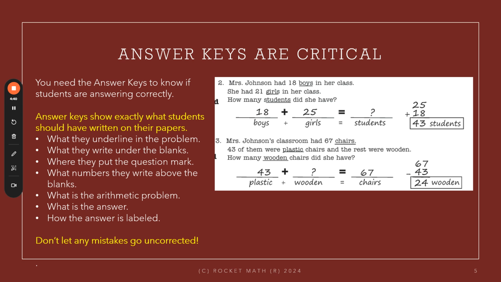This includes underlining key information in the problem, writing labels under the blanks, putting the question mark above the right blank, putting the right numbers above the right blanks, choosing the arithmetic problem as well as finding the answer and labeling it. While students are working before the test, you want to make sure they work without errors. If you see errors, you have to stop everyone and correct those errors.